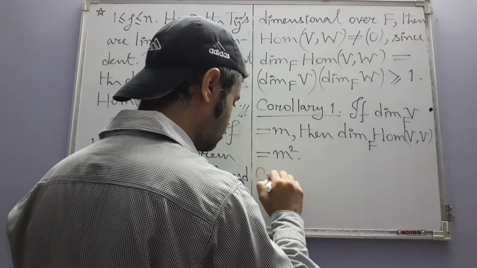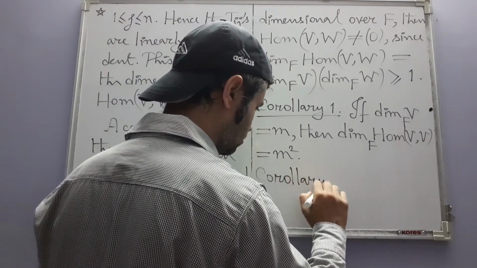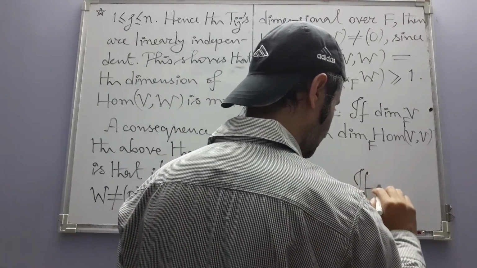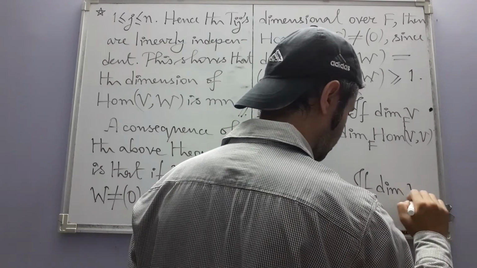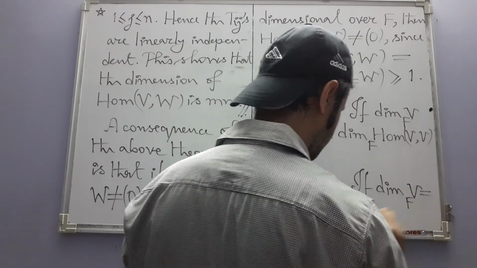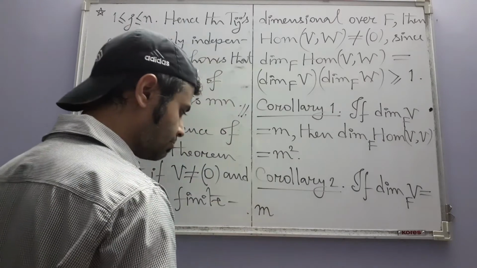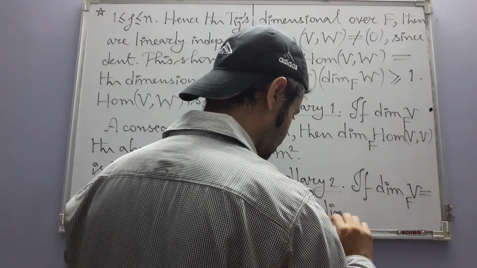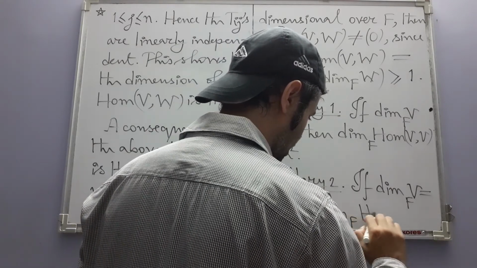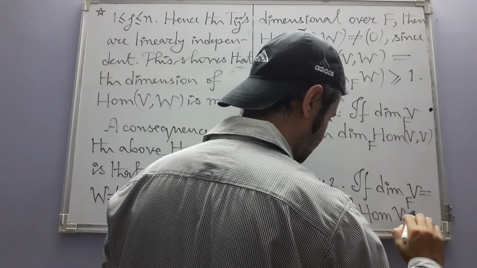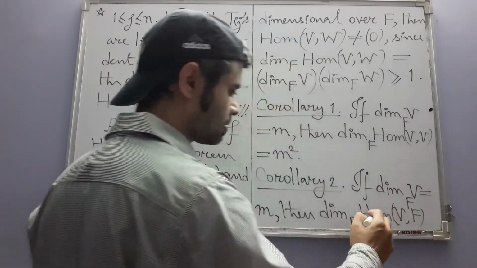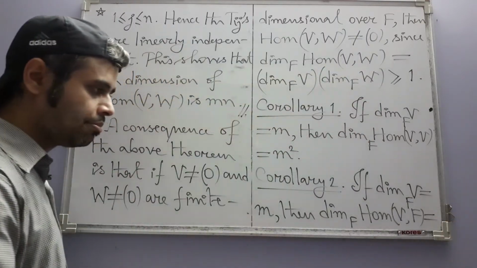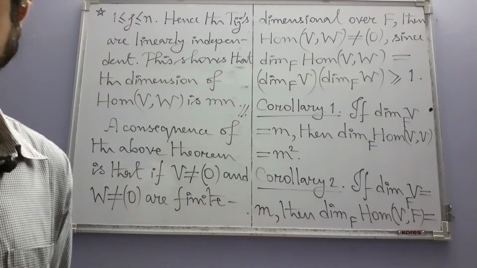And then we have corollary 2. If again V is a finite dimensional vector space over F, then the dimension of this other possibility, where the first space is V and the second space is the one-dimensional space F itself, is m times 1, which is m.